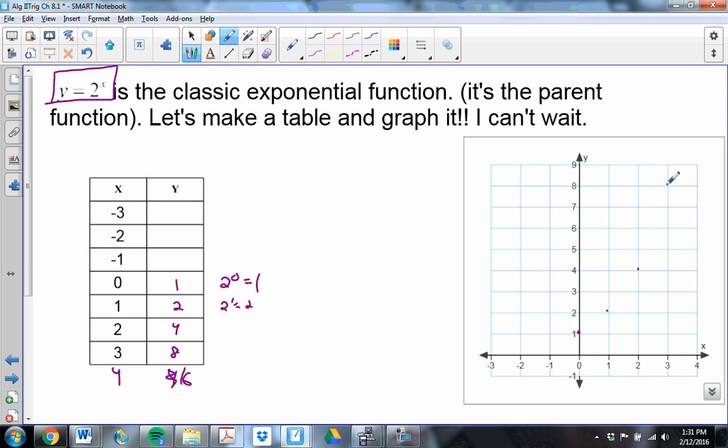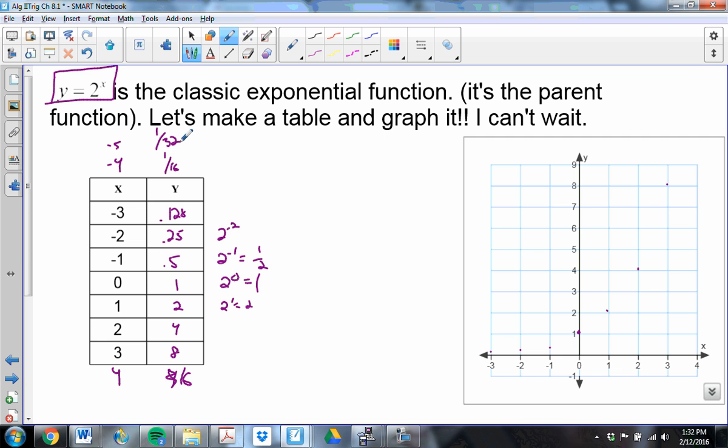As you go negative, remember 2 to the negative 1, the negative power just flips the fraction over. It's actually a half. And 2 to the negative 2 is a quarter, and 2 to the negative 3 is an eighth. It's like 1 over 2, 1 over 4, 1 over 8. It goes in an opposite pattern. Had I plugged in negative 4, we would have gotten a 16th. At negative 5, we would have gotten a 32nd.